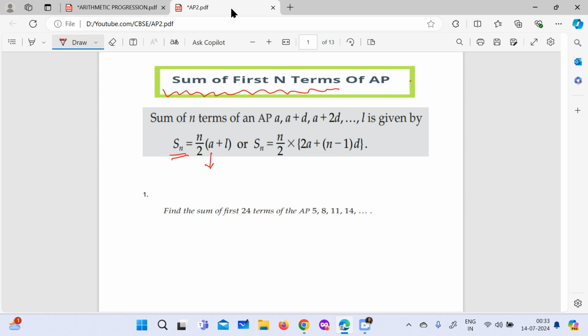a means again the first term. So when you know the first term and when you know the last term, you can use this formula: Sn is equal to n over 2 times (a plus l). But when we don't know the last term, we can use the formula Sn is equal to n over 2 times (2a plus (n minus 1) times d). This is when we don't know the last term and we just know the first term and the number of terms. So let's do a few questions on this.